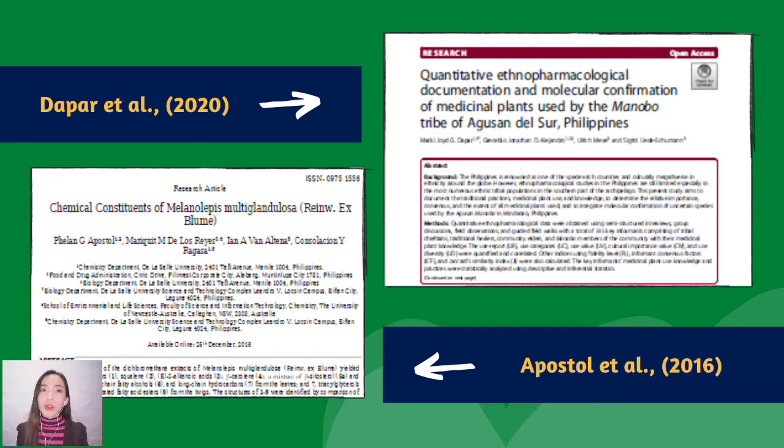2016 reported the isolation of taraxeryl, fatty acid ester, squalene, 3-alkanoic acid, carotene, a mixture of beta-sitosterol and stigmasterol, long-chain fatty alcohols, and long-chain hydrocarbons from the leaves, and triacylglycerols and long-chain saturated fatty acid esters from the twigs of Melanolepis multiglandulosa.